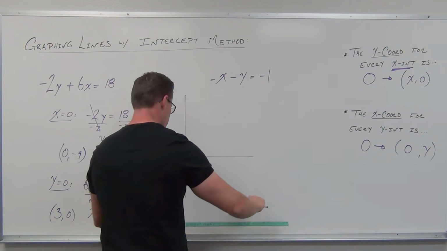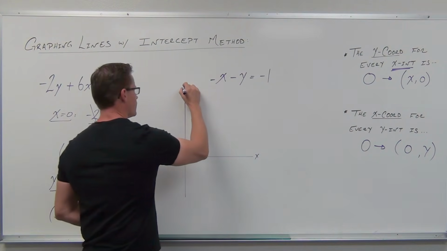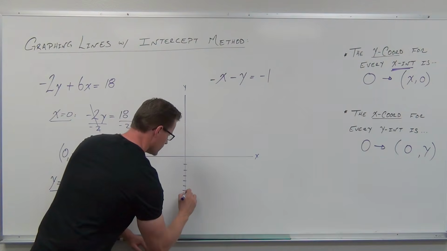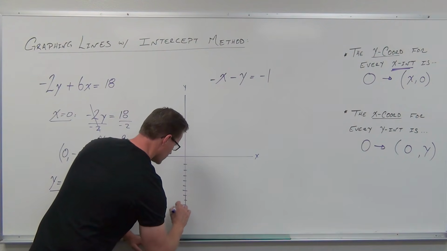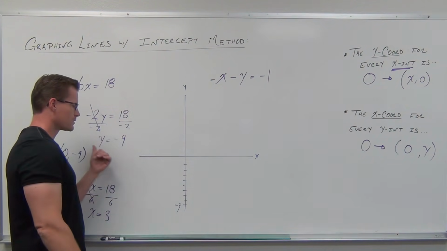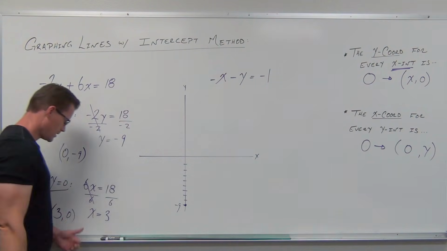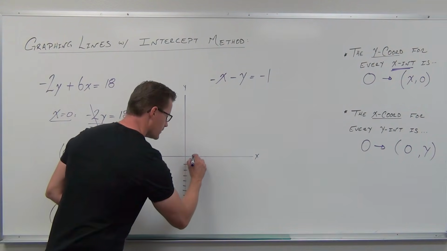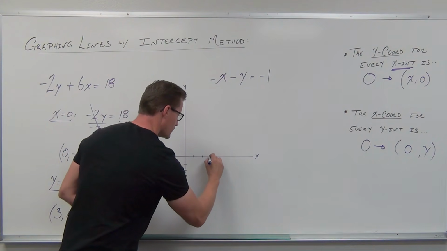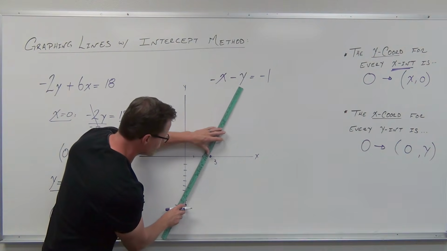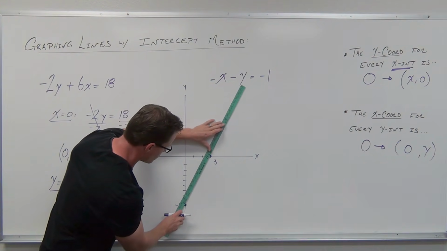Oh man, I had a big negative 9. So I'll make my scale pretty small here. Here's 0, negative 9 for our y-intercept, no problem. Then we have 3, 0 for our x-intercept.